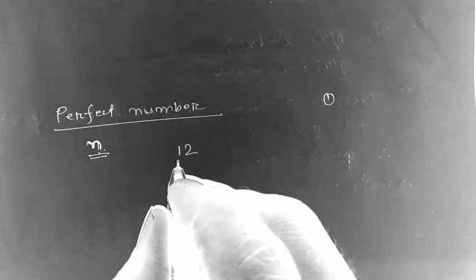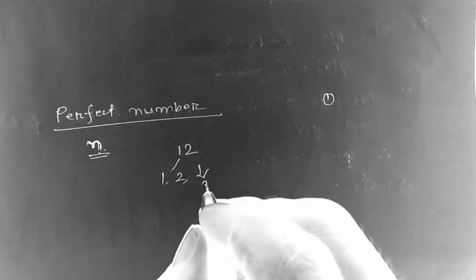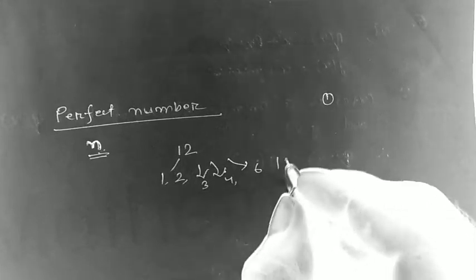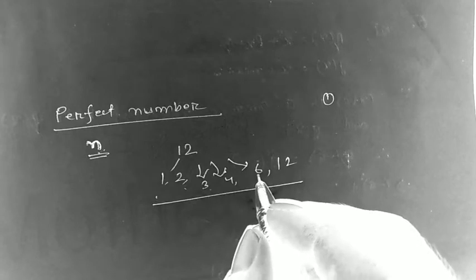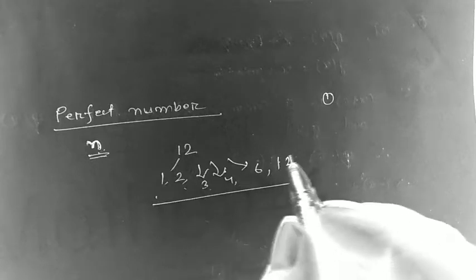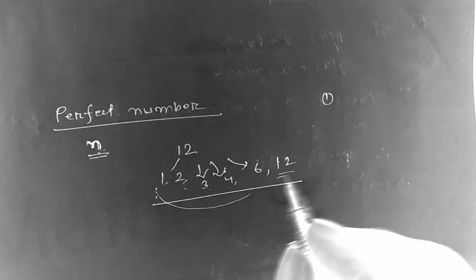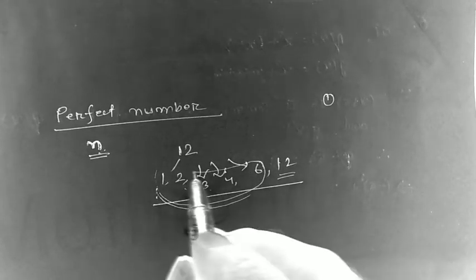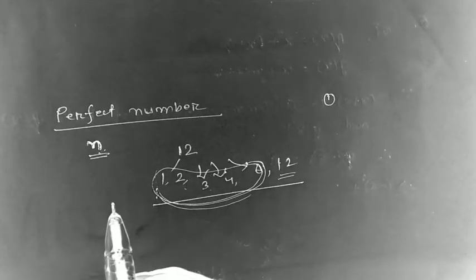If n is a number and we take all the factors of n except n, suppose 12 is a number. What are the factors of 12? 1, 2, 3, 4, 6 and 12. These are the factors of 12. So if the sum of all these factors except 12, which is the number itself, is equal to the number, then it is called a perfect number.